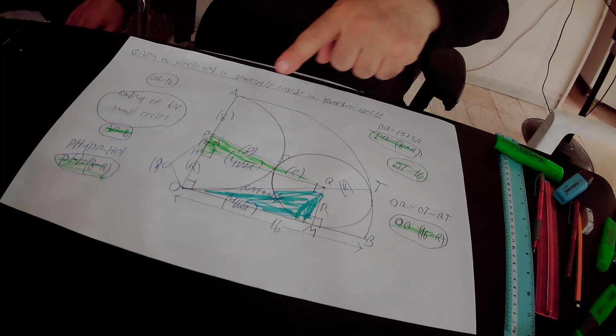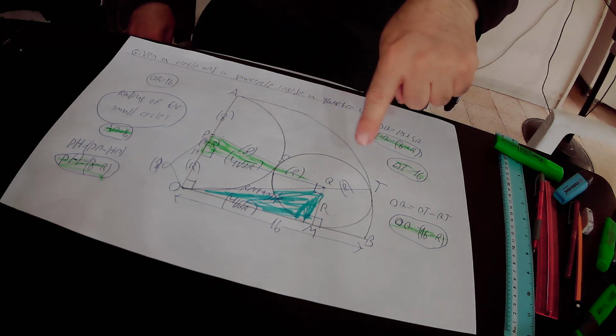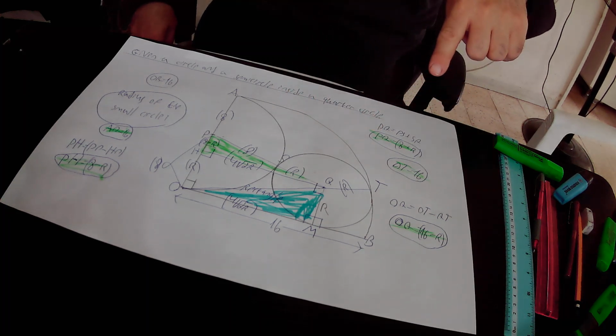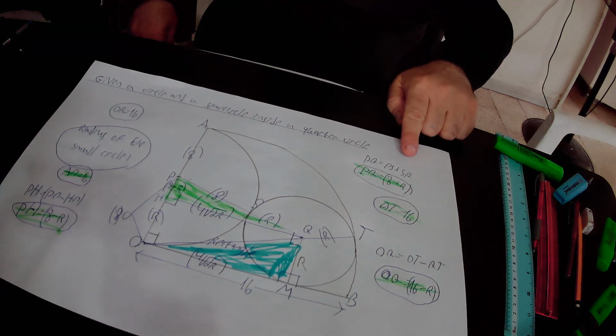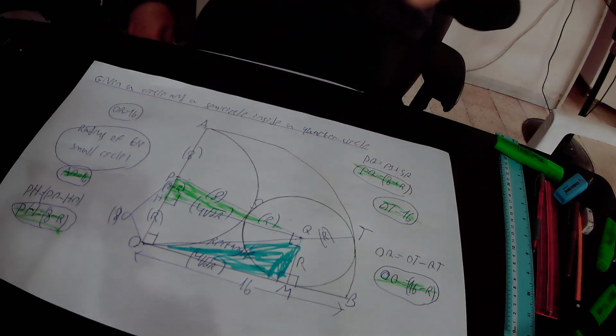Because PSQ is one straight line, it means that PQ equals PS plus SQ. Again, PQ equals PS plus SQ. PQ equals PS, that is 8, plus SQ. So in total PQ equals 8 plus R.